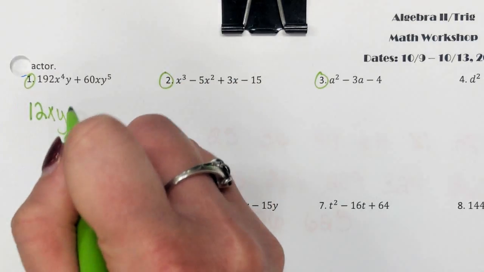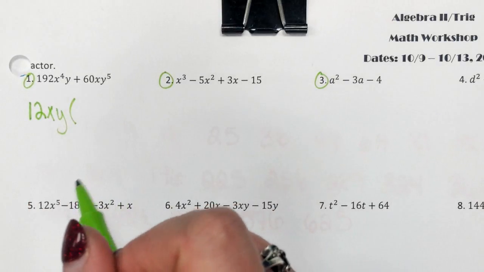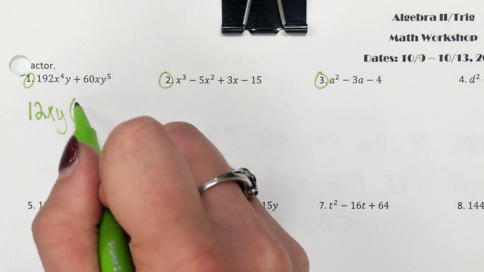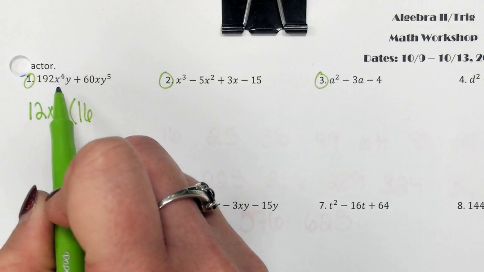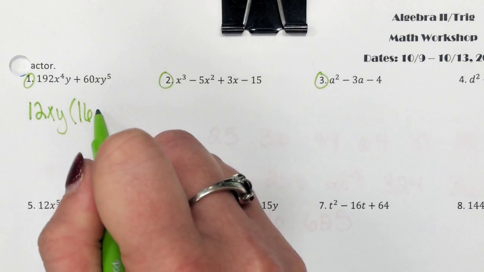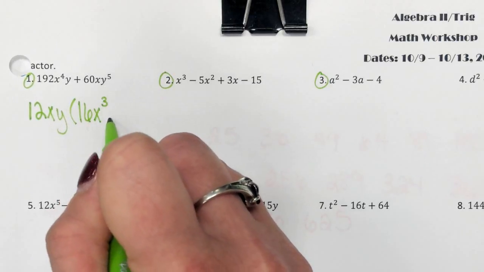X and Y. There you go. All right, so what's 192 divided by 12? 16. There you go. All right, you had 4 X's. You took one of them out. How many do you have left? 3. There you go. And you took out the Y.